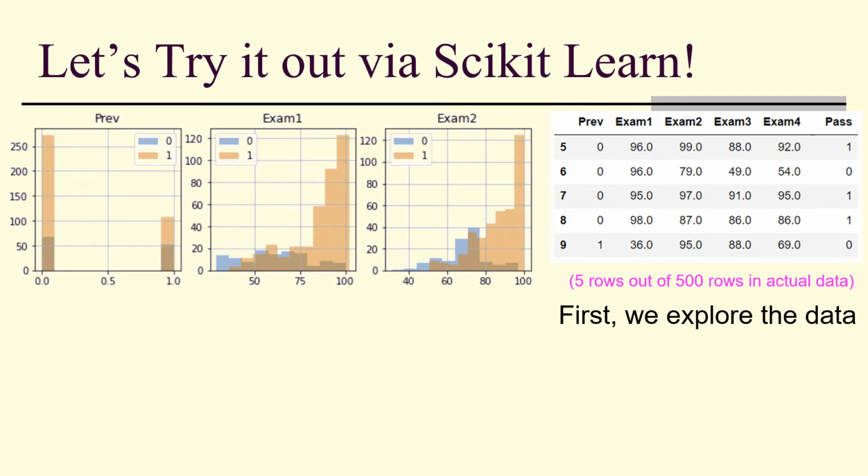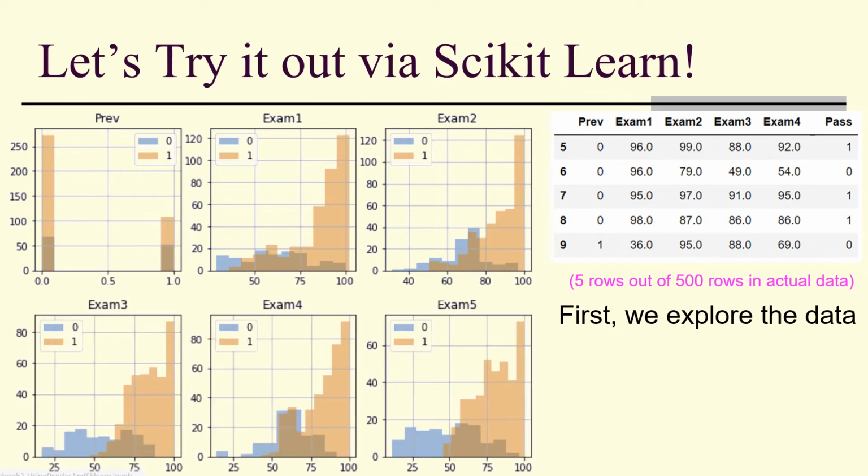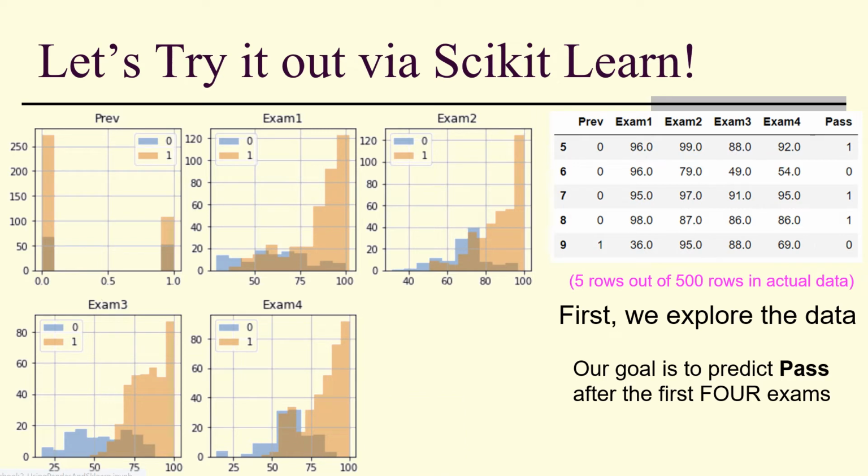So here is previous, exam 1 and exam 2. Notice most students have not had calculus previously. And these two histograms show that there are two very different but overlapping populations of students. And in fact, we see that with all the data. Our goal is to predict pass after the first 4 exams, so we don't want exam 5 in this at all.